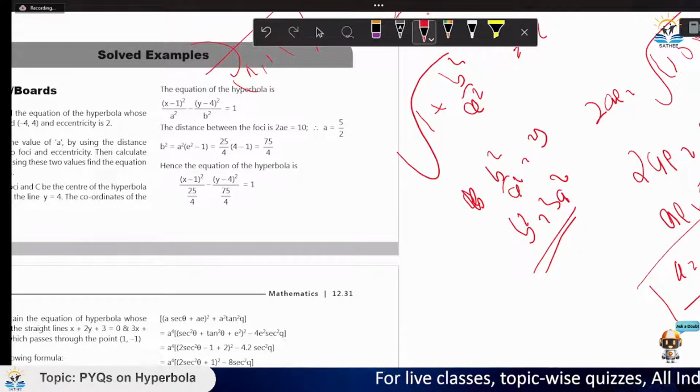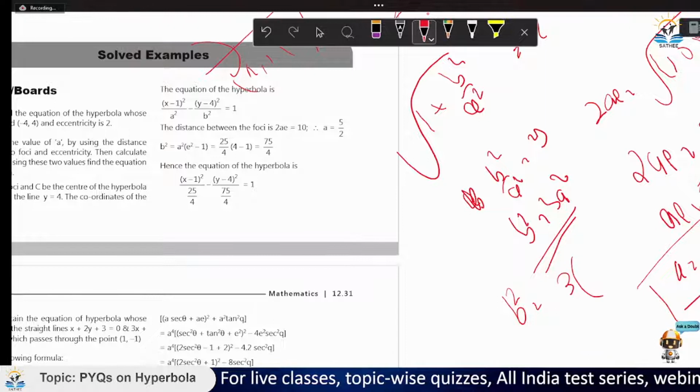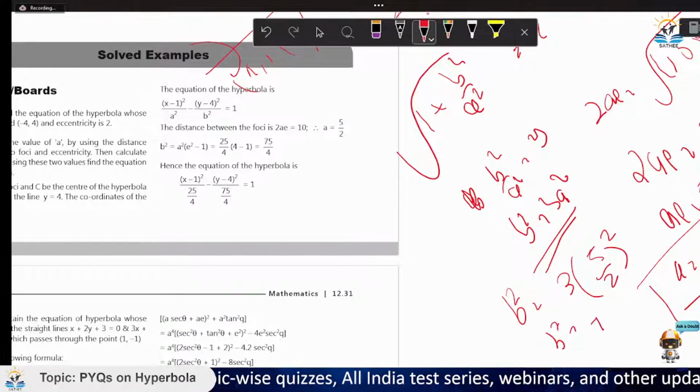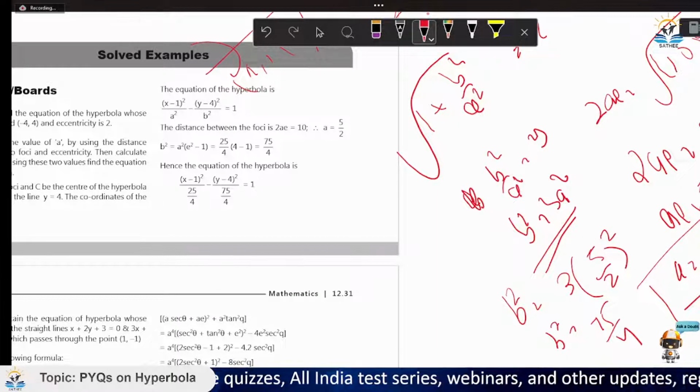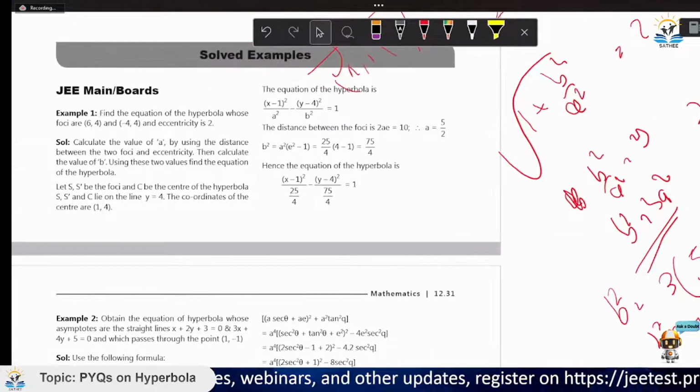So b square becomes 3a square, right? So 3 times 5 by 2 whole square. My b square becomes 25 into 3, that is 75 by 4. So this is what we have, and my a square is 25 by 4. Now we have to find the equation of the hyperbola.